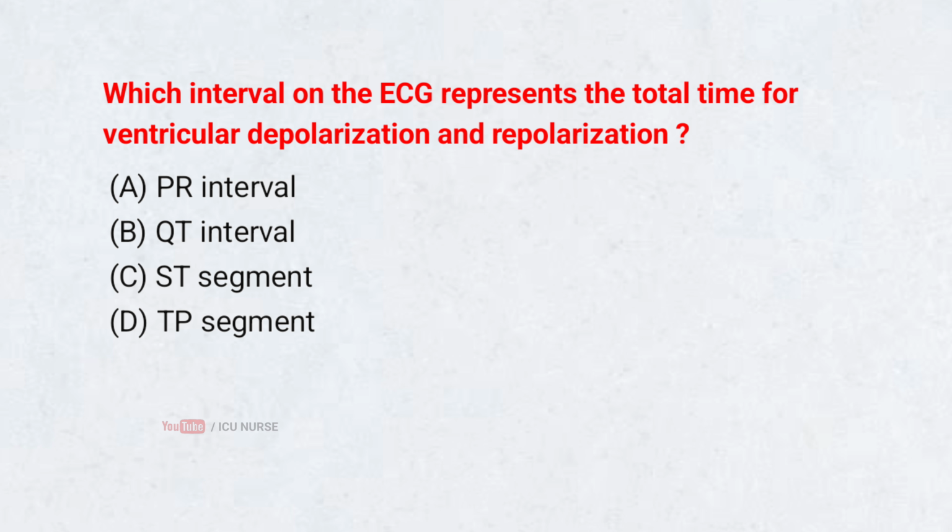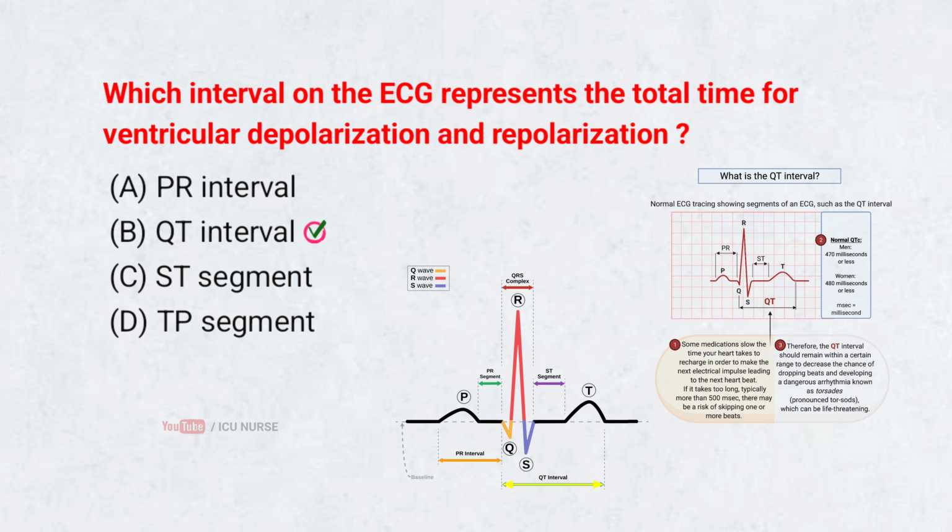Which interval on the ECG represents the total time for ventricular depolarization and repolarization? A. PR interval. B. QT interval. C. ST segment. D. TP segment. Correct answer B. QT interval. The QT interval measures the beginning of ventricular depolarization to the end of ventricular repolarization, reflecting total electrical activity of the ventricles. Prolonged QT interval can predispose to dangerous arrhythmias like torsades de pointes.